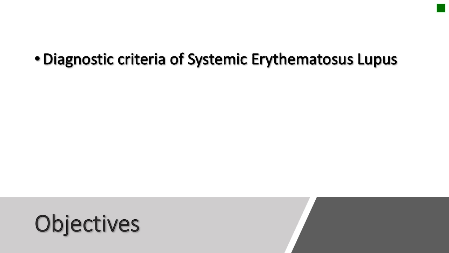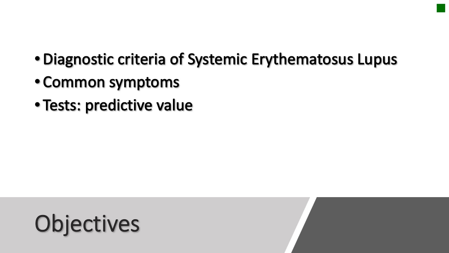The objectives of this lesson or this video is to understand what is the diagnostic criteria of systemic lupus erythematosus. We will also see what are the common symptoms that a patient will present when he or she has been diagnosed with this particular condition. Also in this video, we will talk briefly about what are the tests that are used to diagnose this and what are the limitations of these tests, or what is the predictive value of these tests.